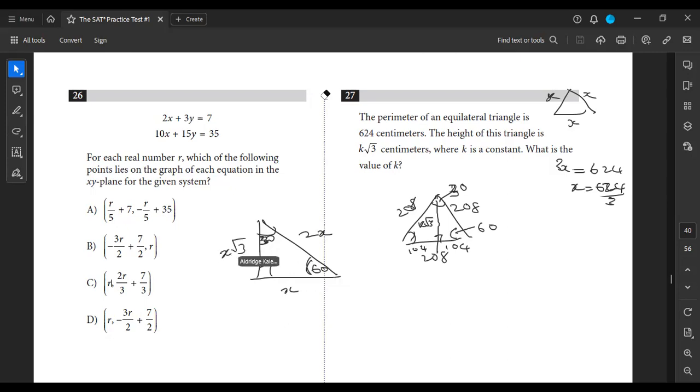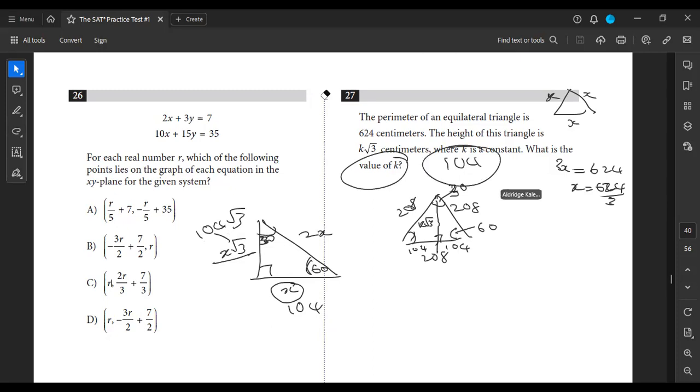And have you noticed something? They're trying to find the value of k. We've noticed that the value of k is just this times root 3. But we know that we've split this into half, and our value of x is 104. So the height is going to be 104 root 3, which means our k is just 104.